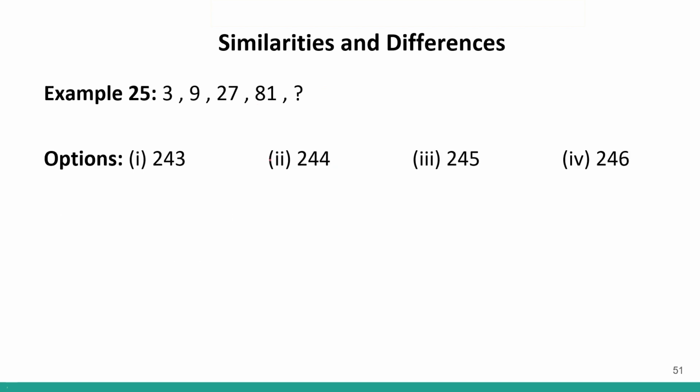Okay. Now, 3, then 9, then 27, then 81. I told you, whenever you see such a huge jump, assume that it is multiplication. So if I multiply 3 by 3, I'll get 9. Similarly, if I multiply 9 by 3, I'll get 27. Similarly, if I multiply 27 by 3, I'll get 81. So now I have to multiply it by 3. So if I multiply 81 by 3, I'll get 243, which is option number 1. So option number 1 will be my correct answer.